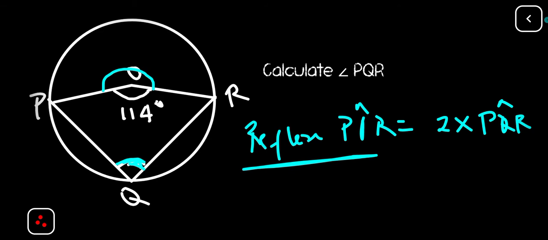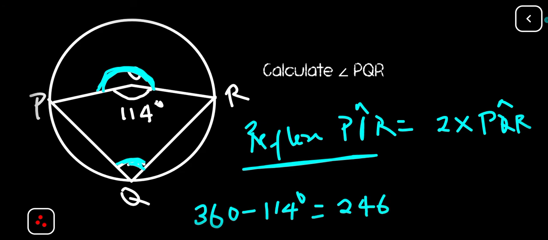We already know what POR is, but the reflex angle of angle POR is actually this point here in the center of the circle. And we know that the angle at a point is 360. So that means that reflex angle will actually be 360 minus 114 degrees. This will help us find this angle here. And that is 246, right? Yes, that is it. So the reflex POR is 246 degrees.